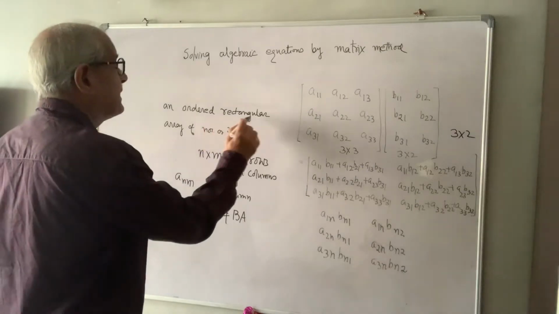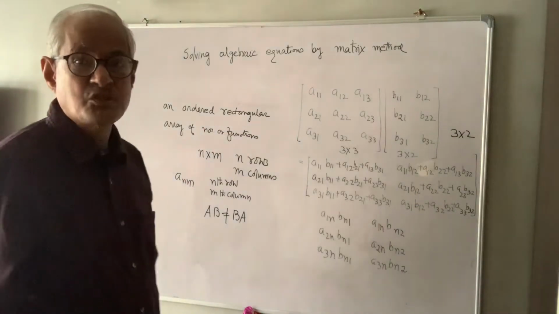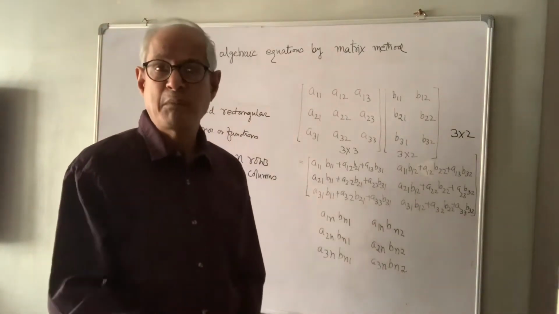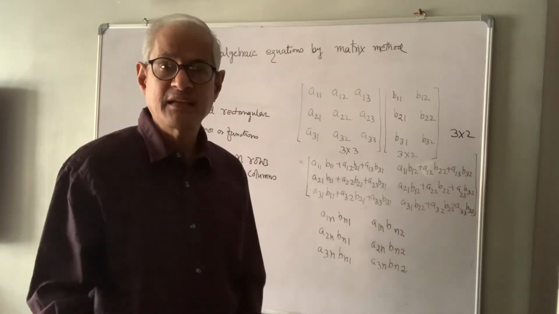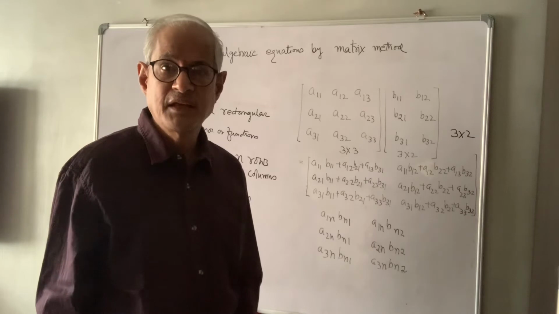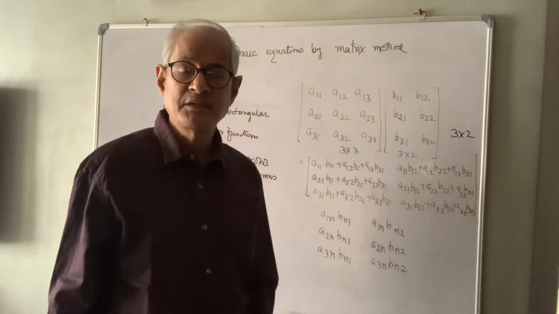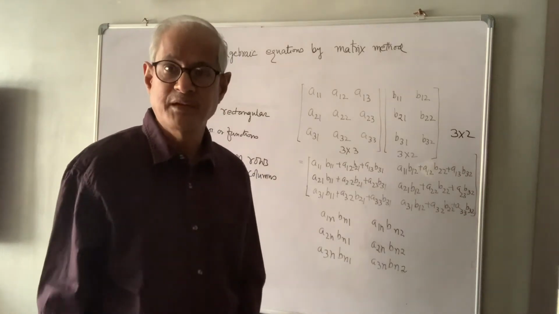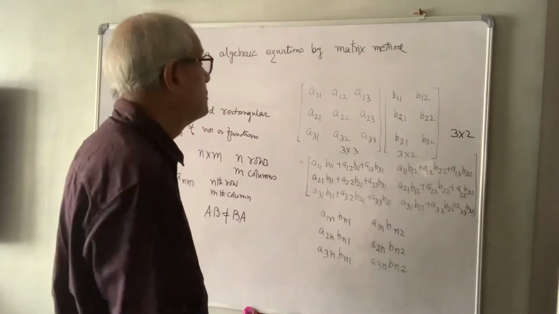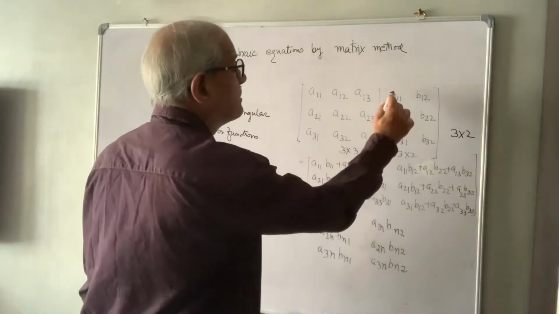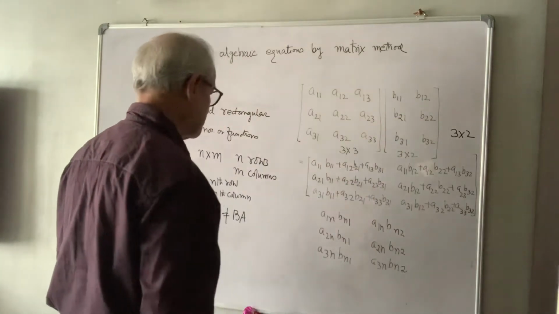Instead of being a rectangular array, it can be a square array also. That is, the number of columns are equal to the number of rows. In that case, it is called a square matrix. A square matrix is always associated with a determinant, and the determinant has a value. So this is a square matrix, but this is a rectangular matrix.